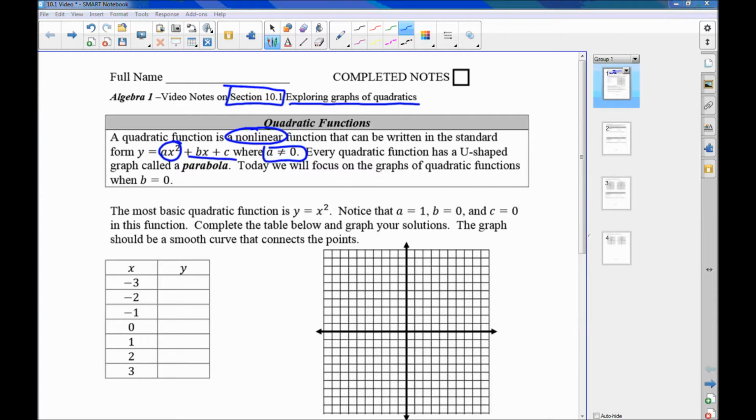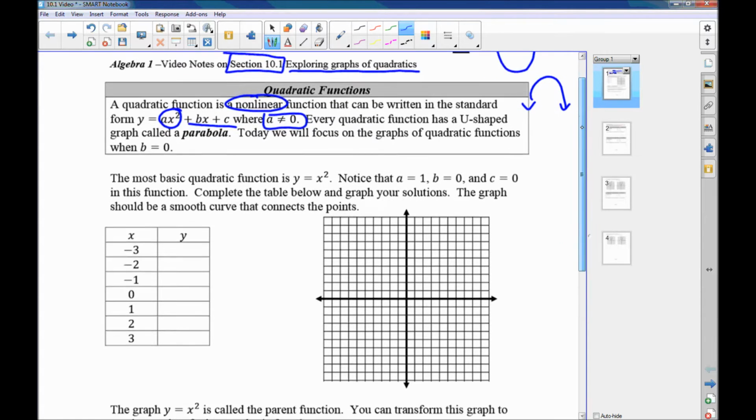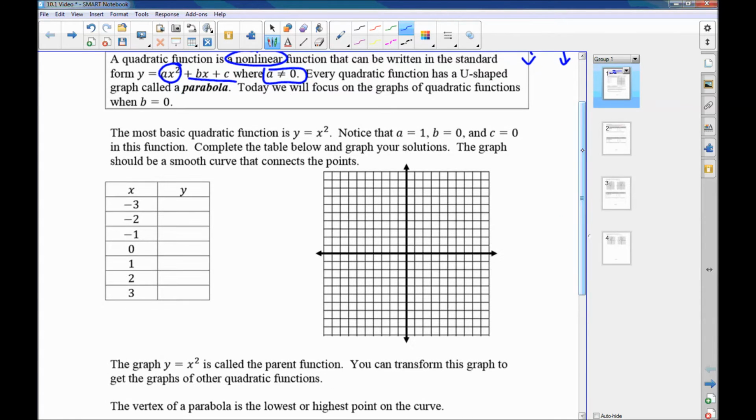So every quadratic function has a U-shaped graph called a parabola. It's going to look like this. And it might be upside down, like this. Okay. Today we'll focus on the graphs of quadratic functions when b is 0. So we're only going to figure out what the a and c control for the graph, and then next time we'll figure out what the b does.